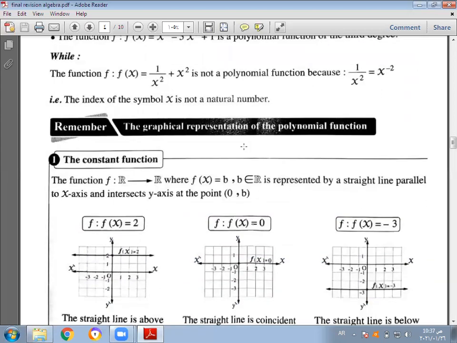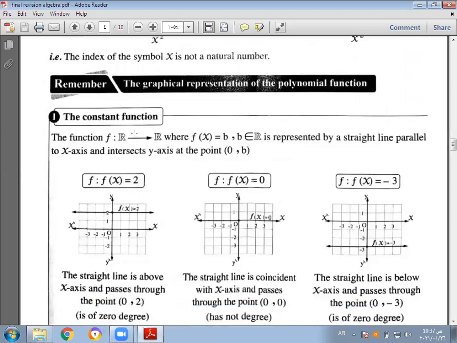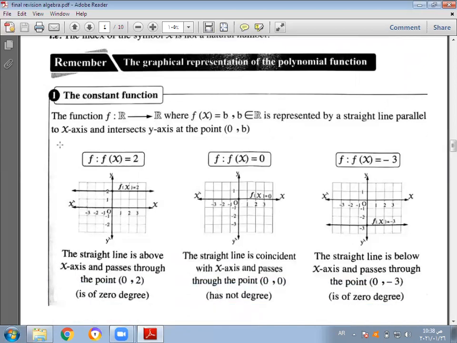Graphical representation of the polynomial function. We take the constant function such that f of x equals a constant, so we represent it by a straight line parallel to the x-axis and passing through the point on the y-axis.